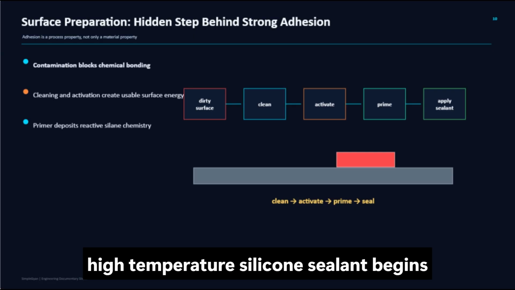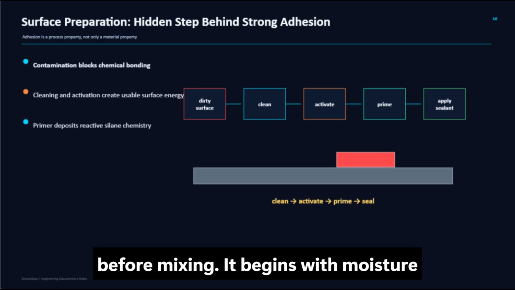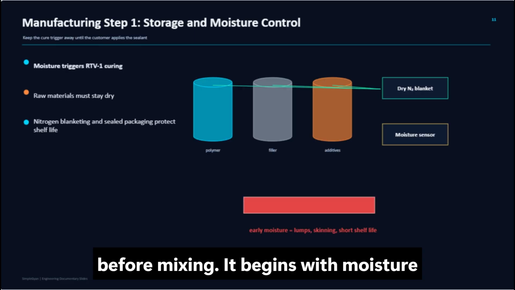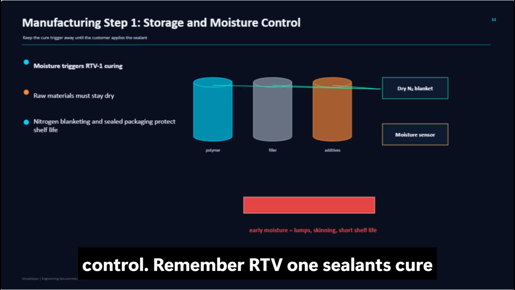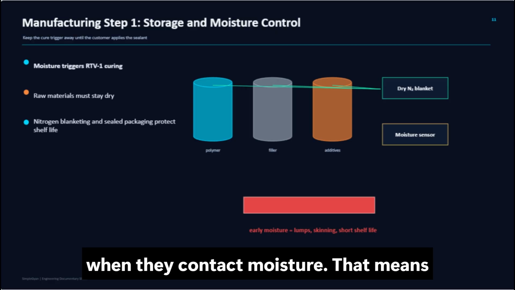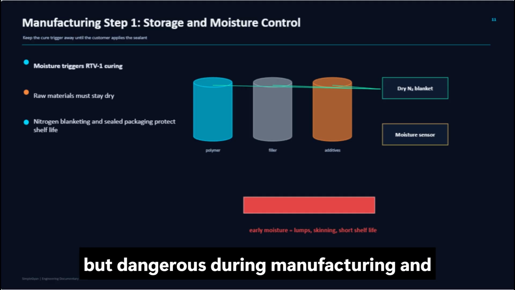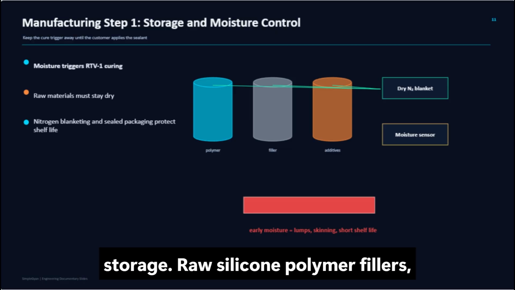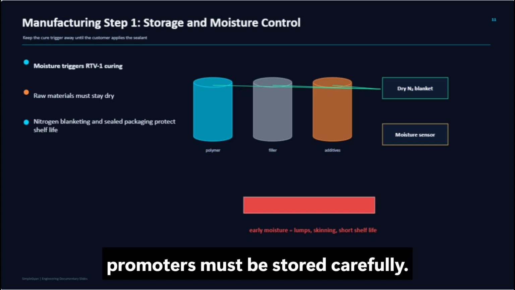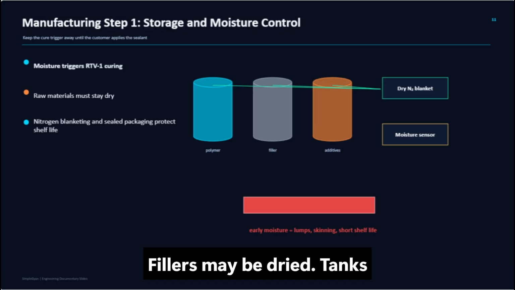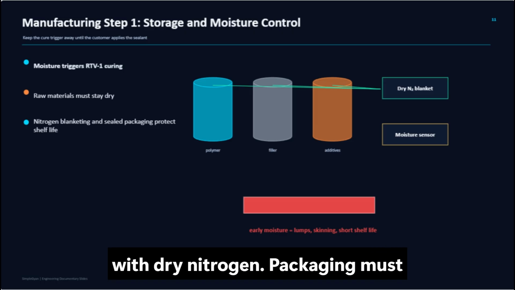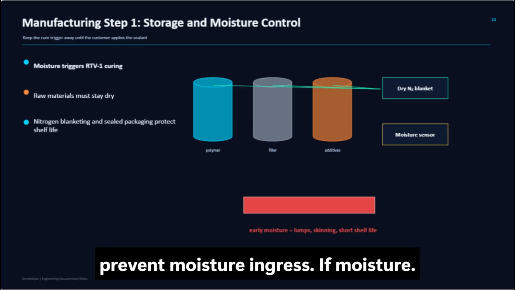Manufacturing a high-temperature silicone sealant begins before mixing. It begins with moisture control. Remember, RTV1 sealants cure when they contact moisture. That means moisture is useful during application, but dangerous during manufacturing and storage. Raw silicone polymer, fillers, crosslinkers, catalysts, and adhesion promoters must be stored carefully. Fillers may be dried. Tanks and mixers may be blanketed with dry nitrogen. Packaging must prevent moisture ingress.